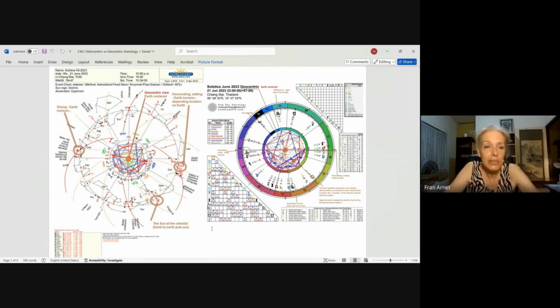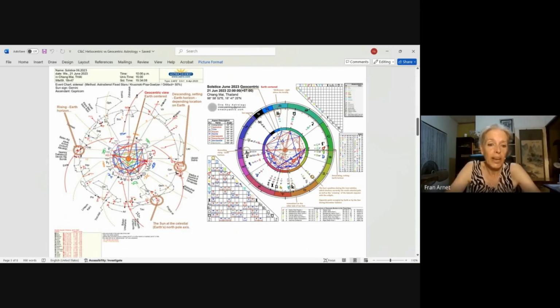Yeah, we suddenly have that locality that matters much more than we have in the heliocentric view. And so we have a descendant, so that these are the stars setting. We have an ascendant, or the rising stars.